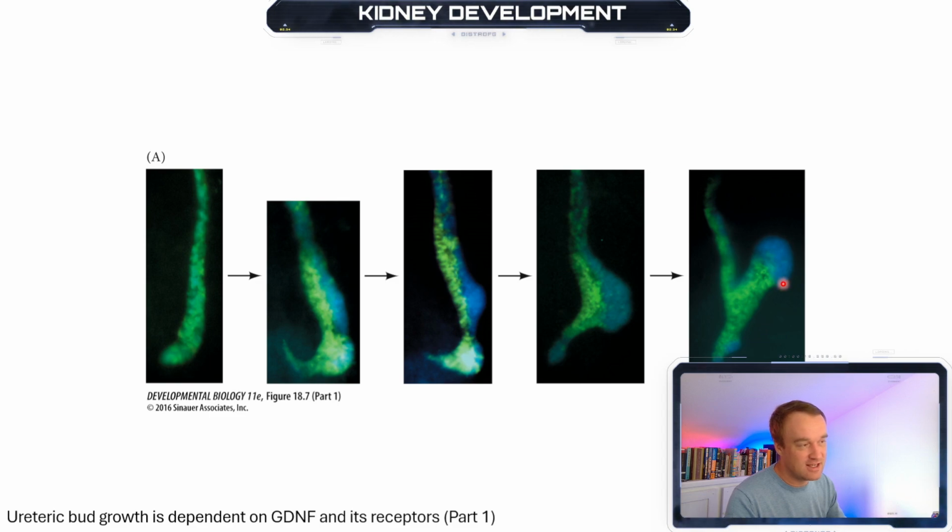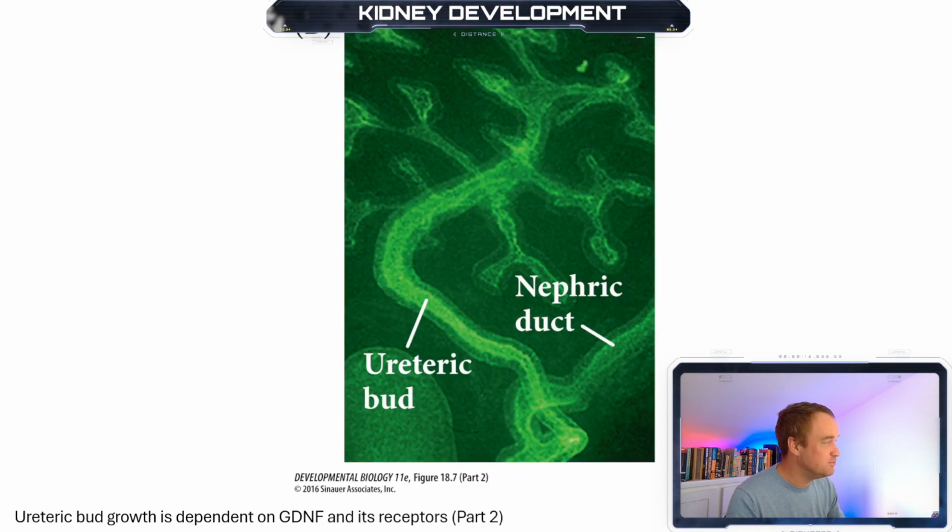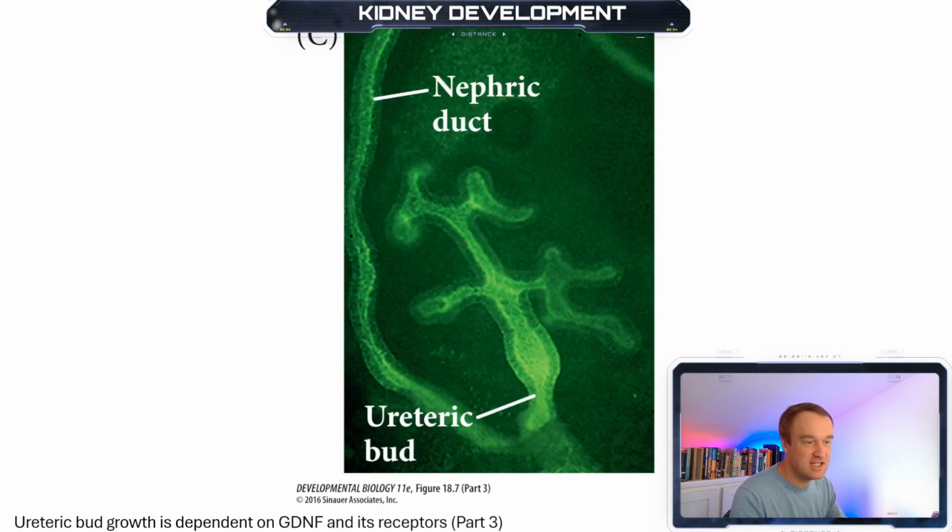So those expressing cells are what cause these buds. And so here are buds from an 11.5 day wild-type mouse, and you can see this. So this is our control for the GDNF role. So this is just normal. We have our ureteric bud, and we have our nephric duct here. And so in this case, in C here, we have a heterozygous mutation.